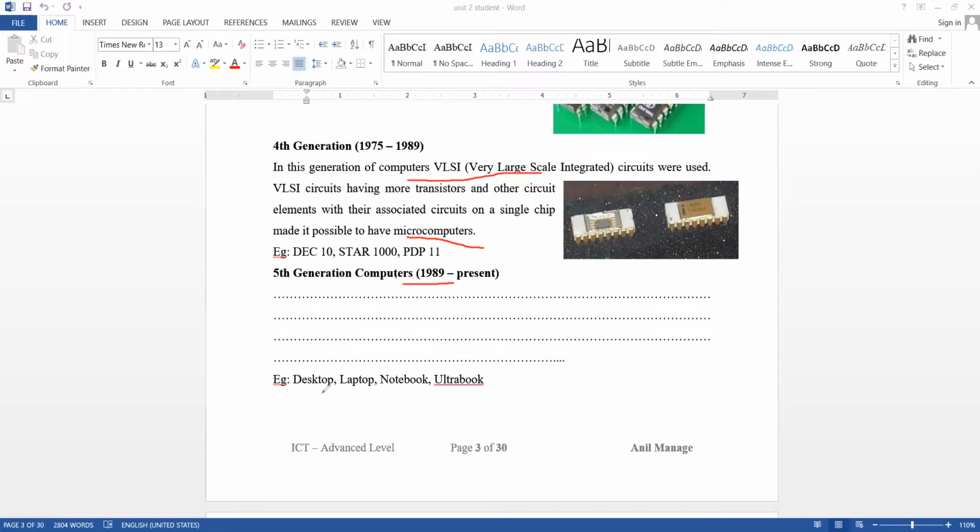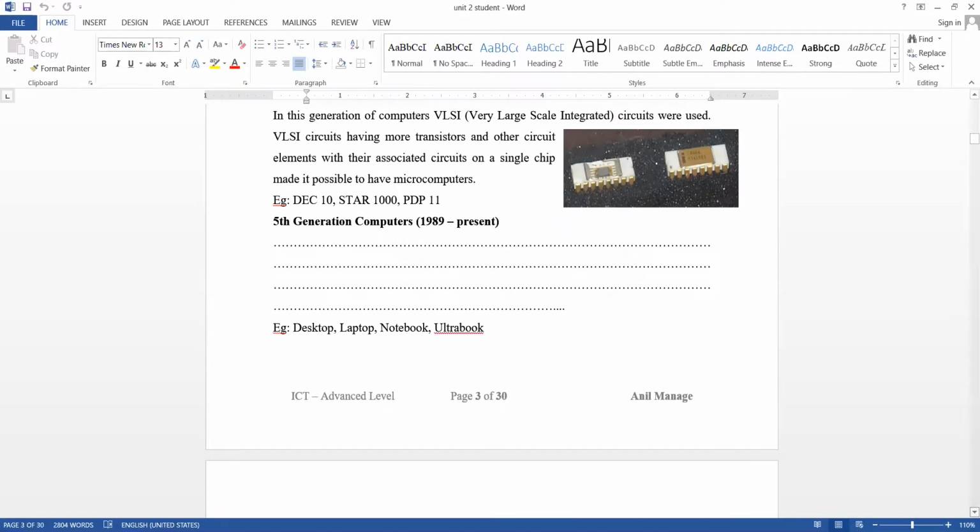So I have given the example: desktop, laptop, notebook, and ultra books now available. They are having huge speed plus storage capacities. So we are in the 5th generation computer.